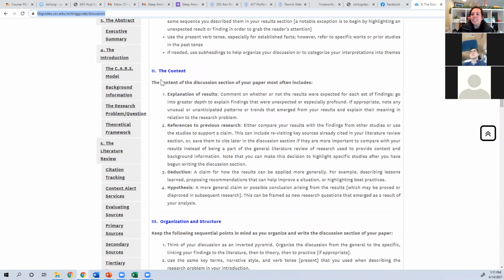All right, so what is the content of the discussion? So first you are explaining away the results. So let me read this here. You want to comment on whether or not the results were expected for each set of findings. So remember what your hypothesis was in your literature review. You will need to connect the results back to that. You want to go into greater depth to explain findings that were unexpected or especially profound.